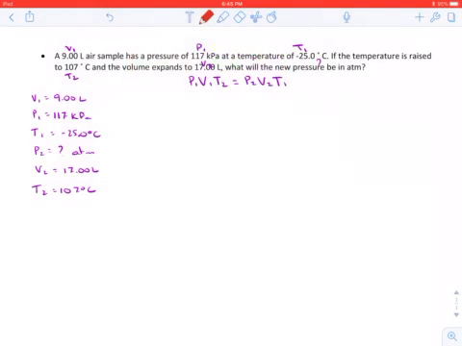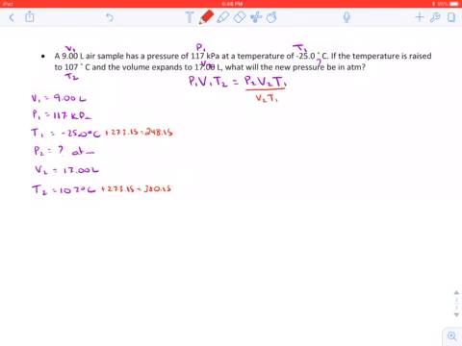So again, before we can go any further, we have to convert our temperatures to Kelvin. So we're going to add 273.15 to each of these. And for that first one, we're going to get 248.15. And for the second one, we're going to get 380.15.